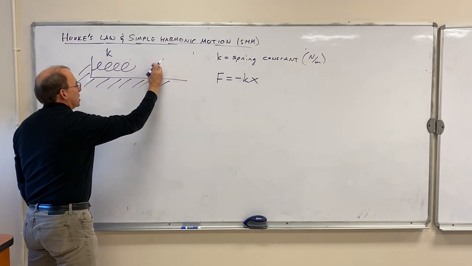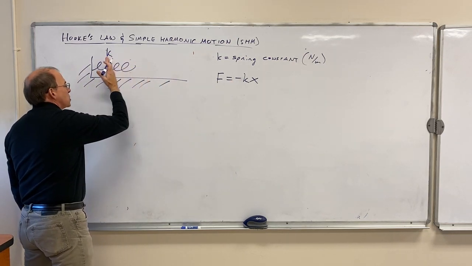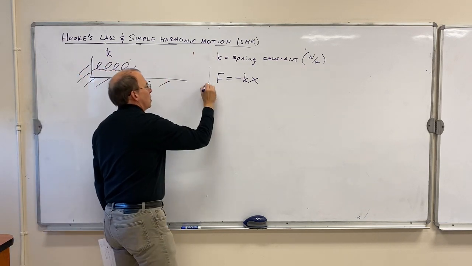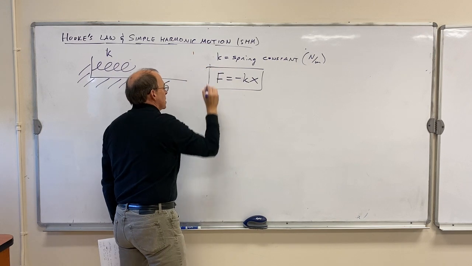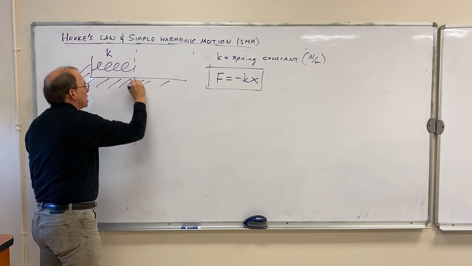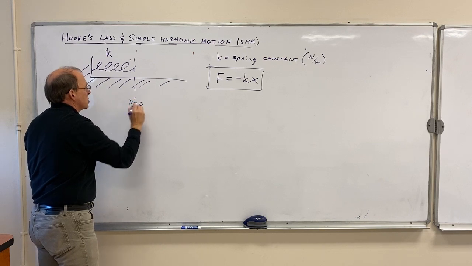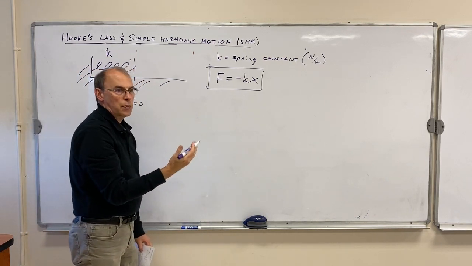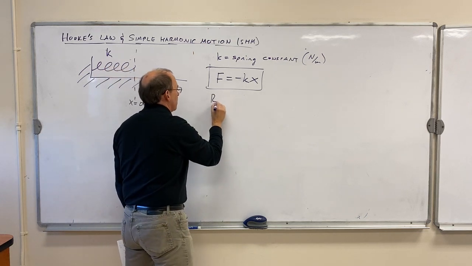If I pull to the right, it pulls to the left. If I push to the left, it pushes to the right. This is Hooke's law. It says the restoring force, and by restoring I mean trying to restore the situation to zero, to equilibrium, is proportional to displacement from equilibrium.